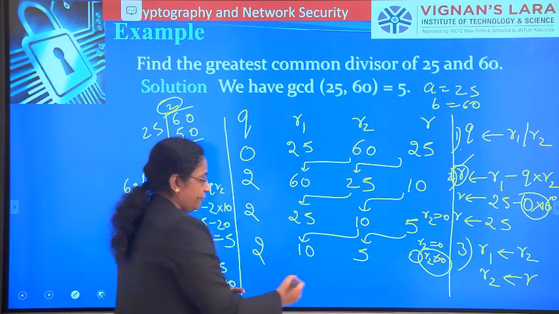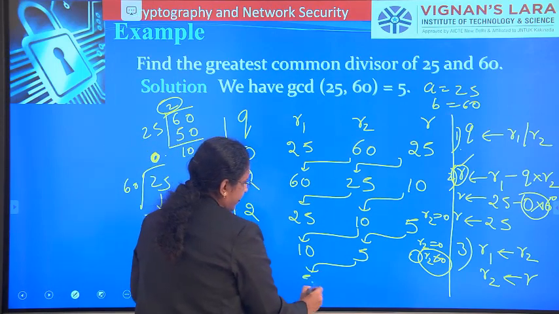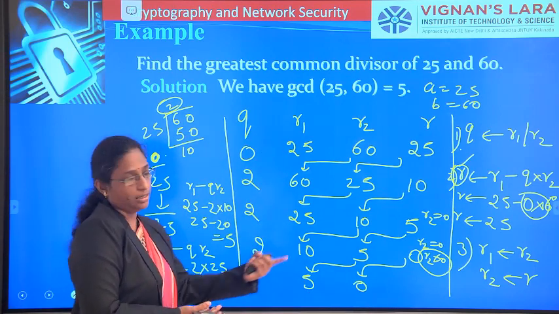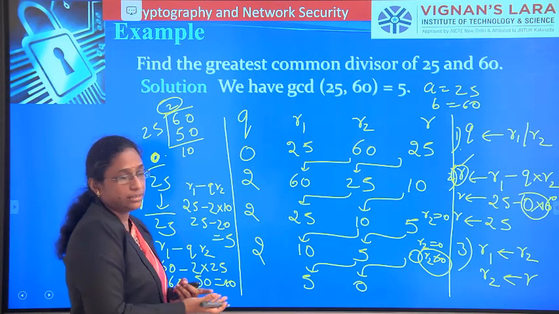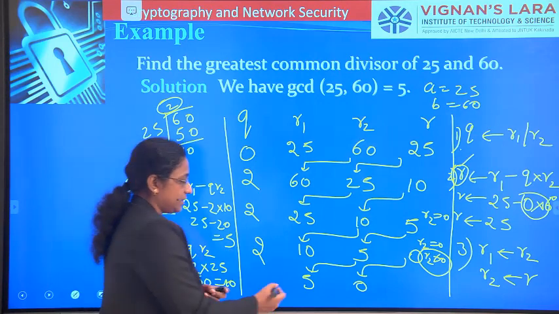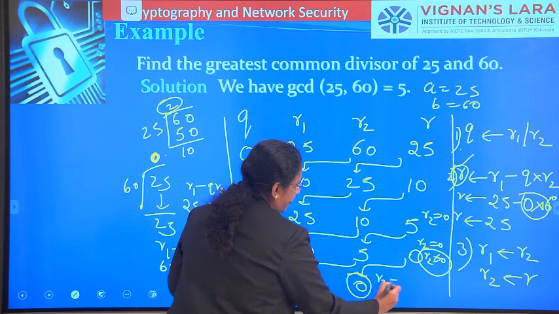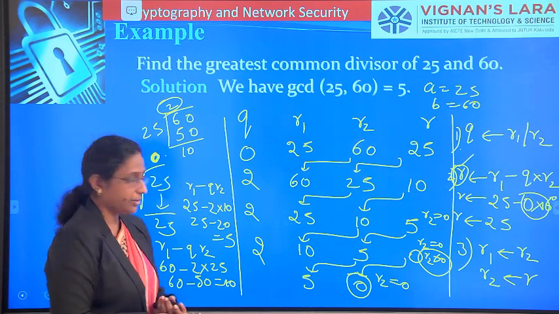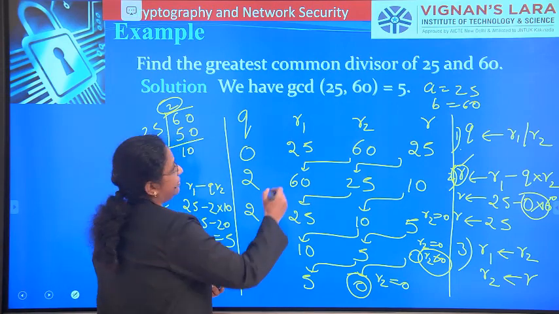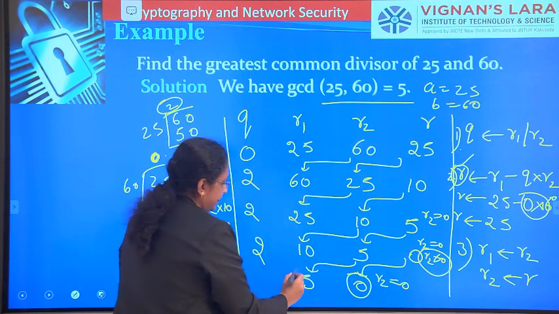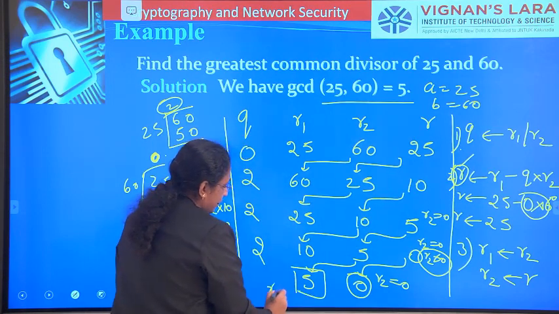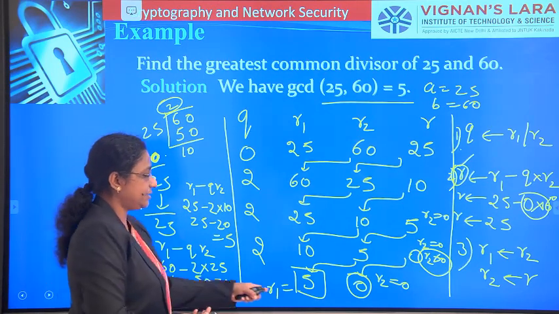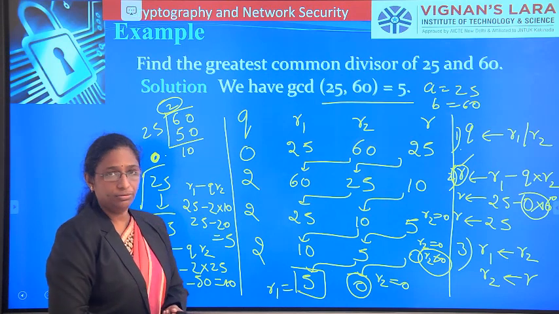Before coming out of the loop, you have to do the initializations. Since here R2 equal to 0, that means we are coming out of the loop. We will be saying that the GCD of the two numbers is 5. This is your R1 value; the R1 value will be the result. So the GCD of the two numbers is equal to 5.